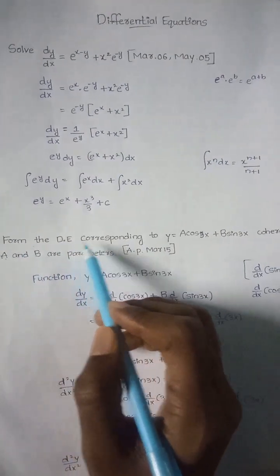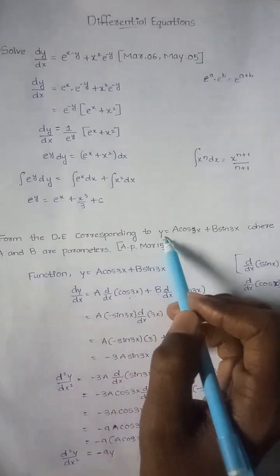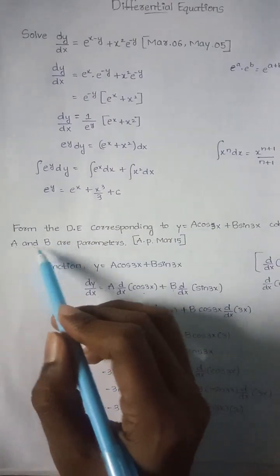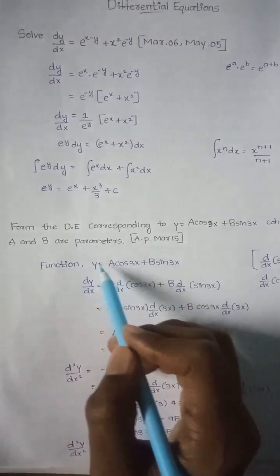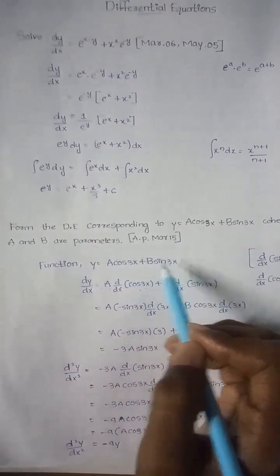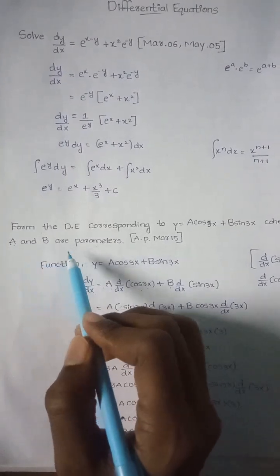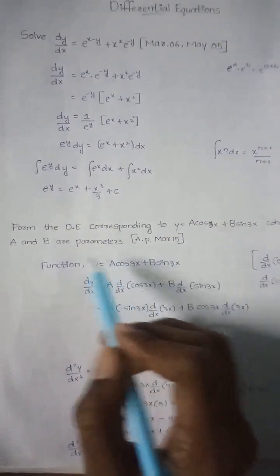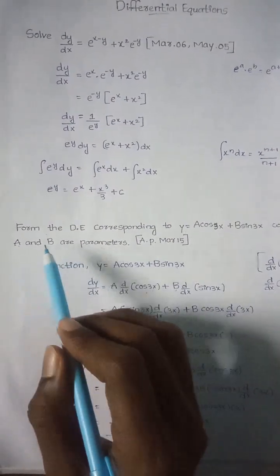Form the differential equation corresponding to the function y equals a into cos 3x plus b into sin 3x, where a and b are the parameters. So the given function is y equals a into cos 3x plus b into sin 3x. They have given a and b are two parameters, so we need to differentiate this function two times.